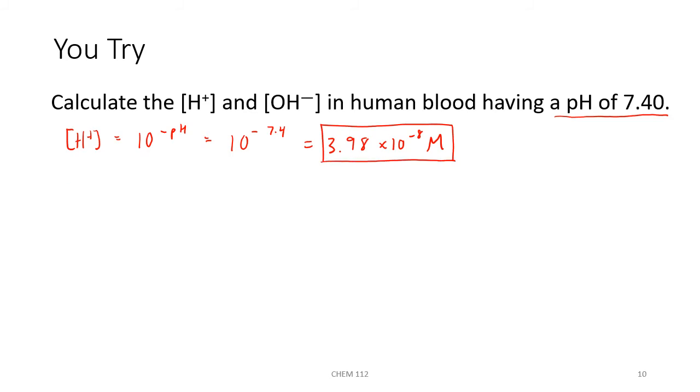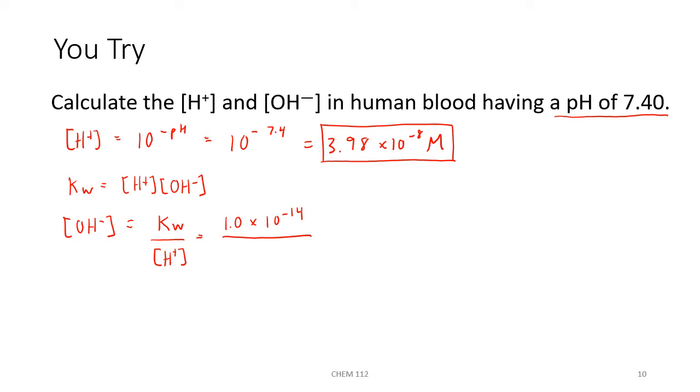And then we also learned that Kw is equal to the hydrogen ion concentration times the hydroxide ion concentration. And we could rearrange and solve for the hydroxide ion concentration since Kw is a constant. So hydroxide ion concentration will be equal to Kw divided by the hydrogen ion concentration. Kw is 1 times 10 to the negative 14th.